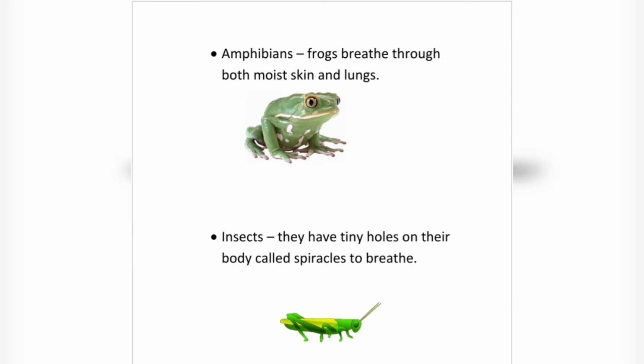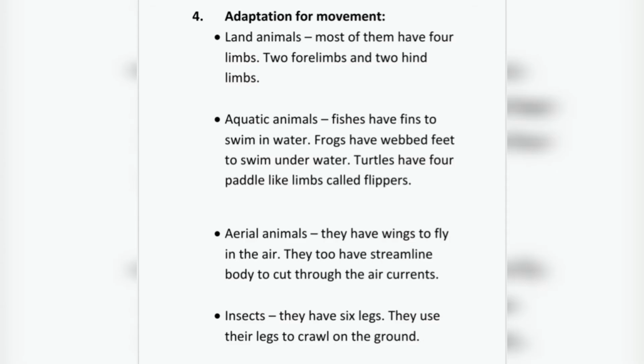Insects. Insects have tiny holes on their body through which they breathe. These holes are called spiracles. Adaptations for movement. Land animals. Most of the land animals have four limbs. The two limbs in the front are called forelimbs and the two limbs at the back are called hind limbs. Human beings have highly developed limbs. We use hind limbs to walk, run, etc. and forelimbs to hold objects.